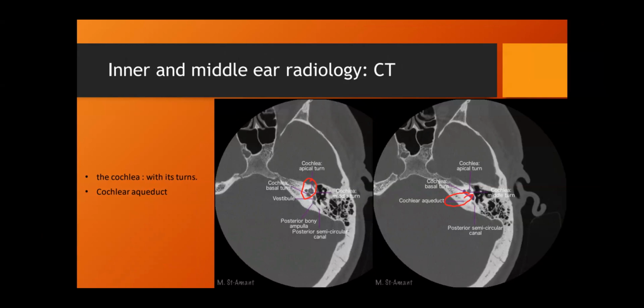Of course, we can see the posterior semicircular canal, and here the tiny part, here the vestibule. The middle ear we will discuss later.